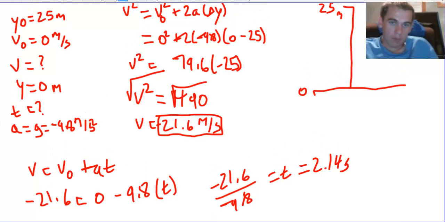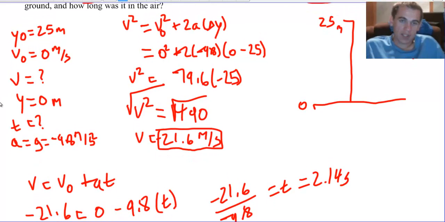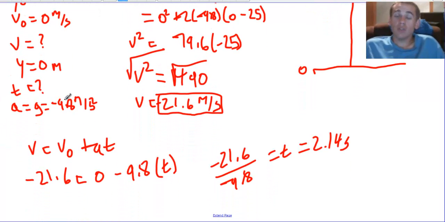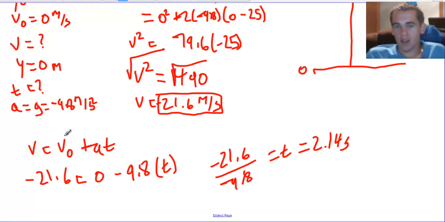Okay. So it took about 2.14 seconds for this thing to fall, and it happened that this thing got up to a speed of 21.6 meters per second. Could you use the second kinematic equation to do this? Absolutely. You can try it if you want. If you have a question about it, let me know. Okay. I'm going to work one more problem, and then I'm going to let you guys get started.